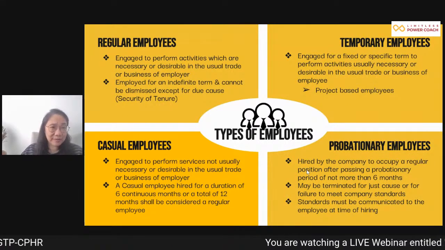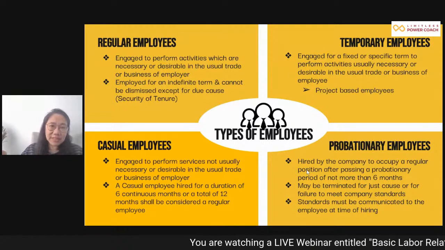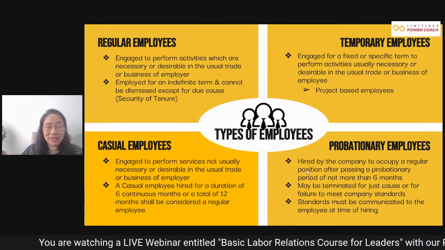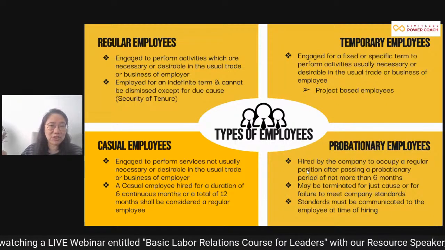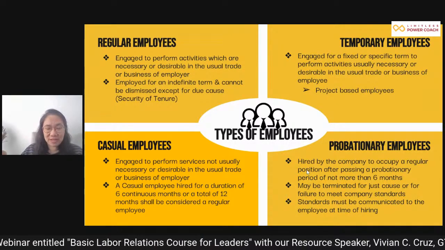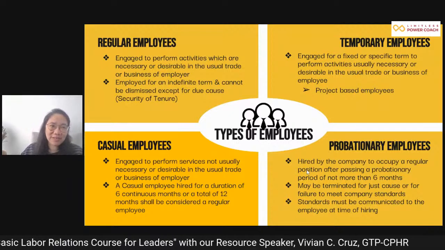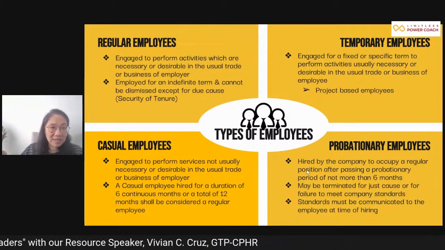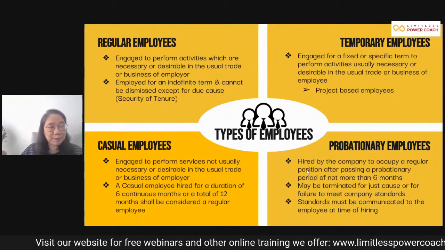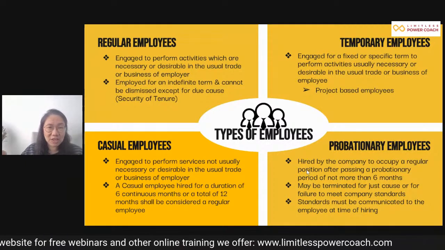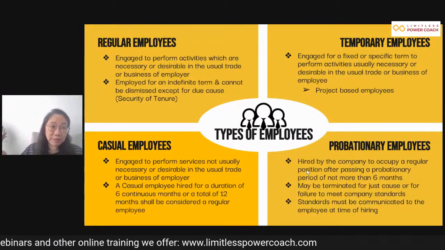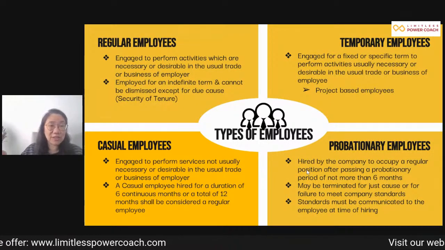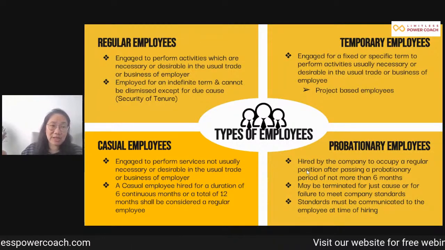Of course, prior to regular employment, you hire them as probationary employees, and probationary employment is for a 6-month period. So after 6 months, 6 months plus 1 day, employees are already considered regular employees. You can terminate employment for just causes or for failure of the employee to meet company standards. And of course, the standards of performance must be communicated to the employee on probationary period.